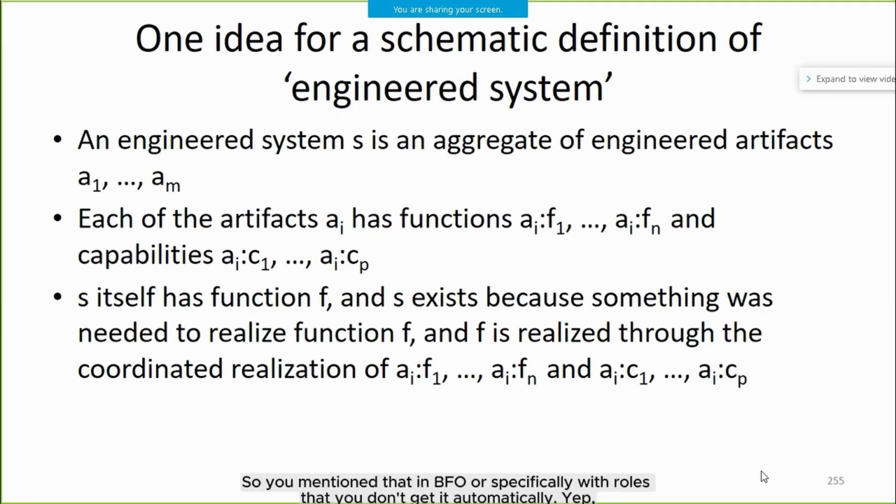So you mentioned that in BFO, or specifically with roles, you don't get it automatically. Yeah, there's a process by which you become a professor, but yes, you get a role. How does BFO, from a data standpoint, keep track of a process? How does something change? Like, I'm a student here and I go home, I'm a dad, and then in the future I'll be maybe a grandfather. Yeah, we have labels for the corresponding roles, and you have those roles at different times, in different phases of your life, and you exercise those roles at different times and in different contexts.